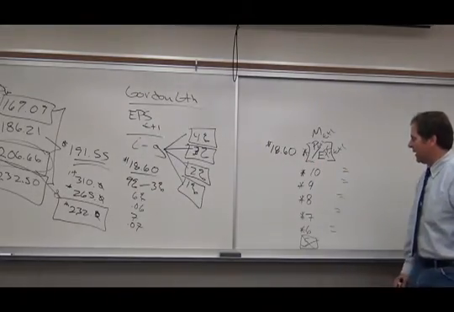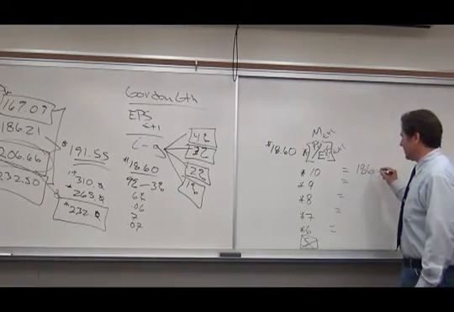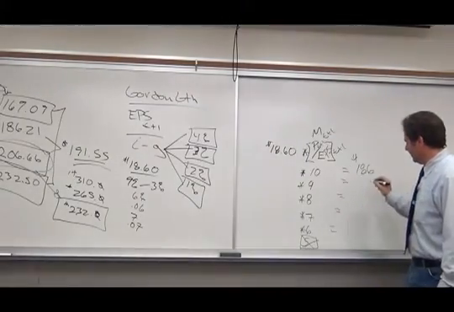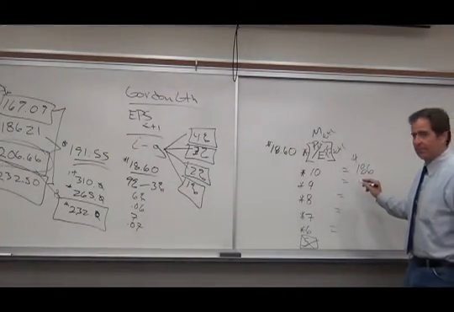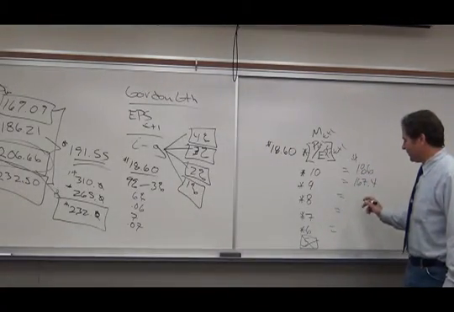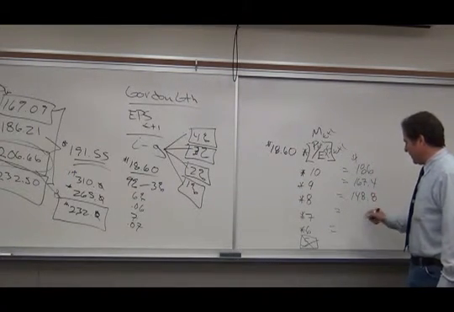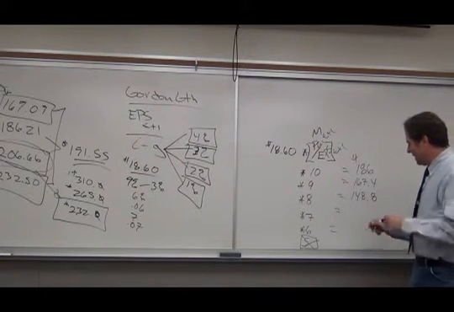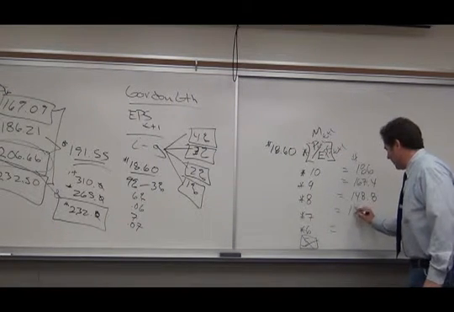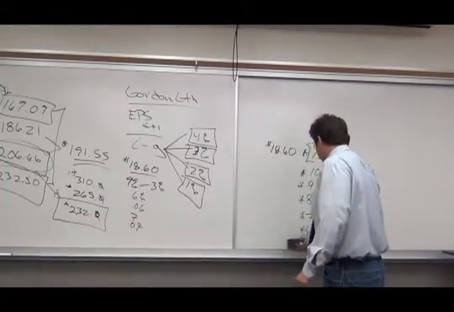So 1860 times 10. 186. 186, okay. What is 1860 times 9? 167.4. 167.4, what about 8? 148.8. 148.8, and then 7? 130.2. Okay, I'm not even going to do the 6 because it's ridiculous, right?